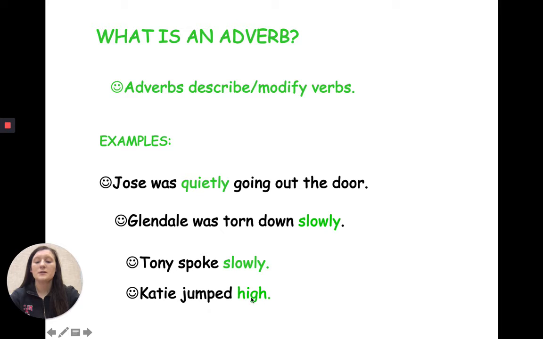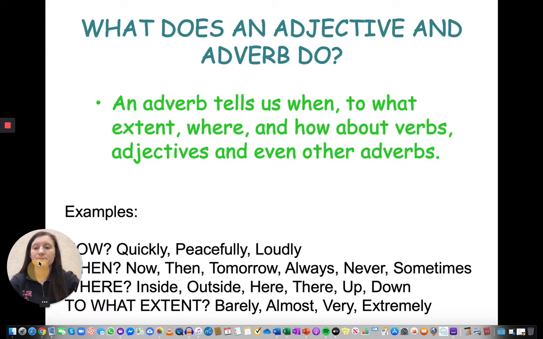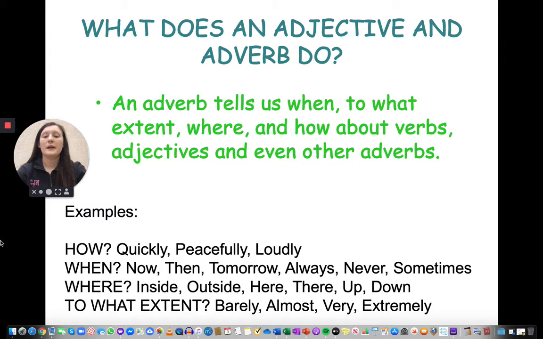Katie jumped high. So jump is our verb because she's jumping. That's our action. And how did Katie do it? She jumped high. So what does an adjective and adverb do? An adverb tells us when, to what extent, where, and how about verbs, adjectives, and even other adverbs.